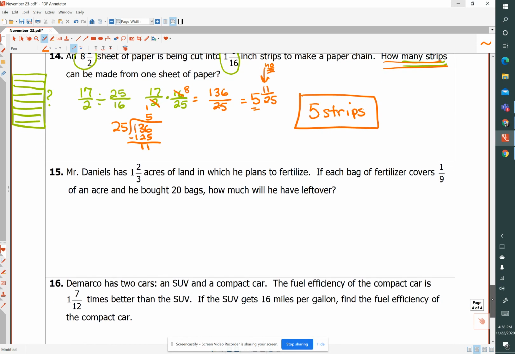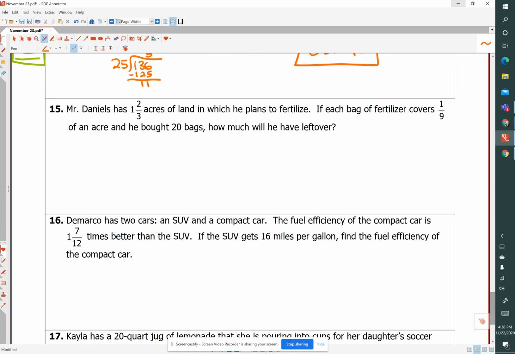And number 15, Mr. Daniels has 1 2/3 acres of land which he plans to fertilize. If each bag of fertilizer covers 1/9 of an acre and he bought 20 bags, how much will he have left over? I think a better way to ask this is how many bags will he have left over?